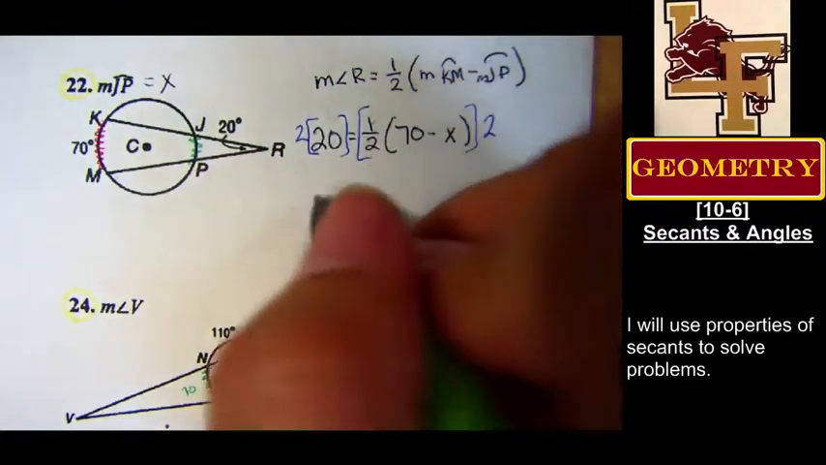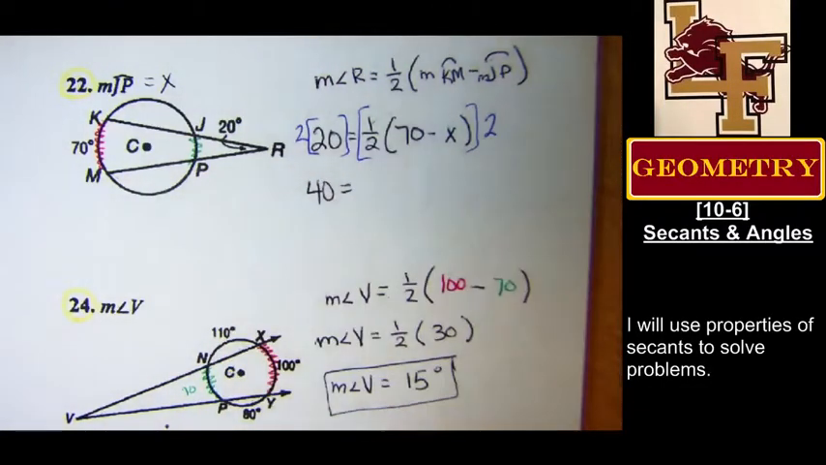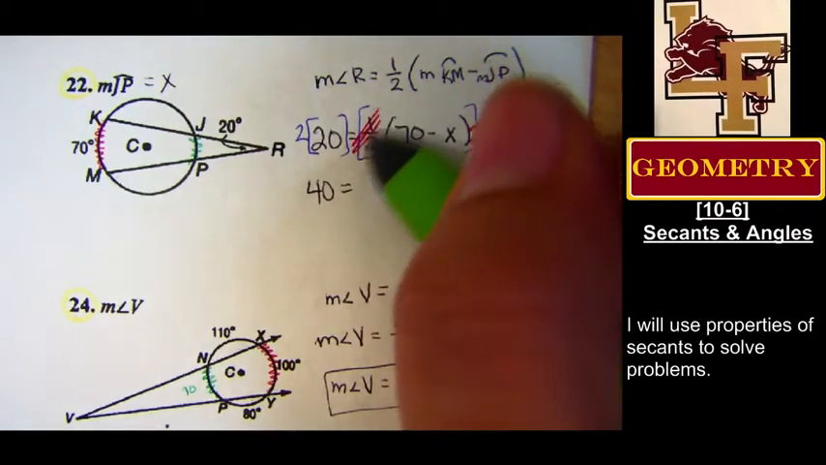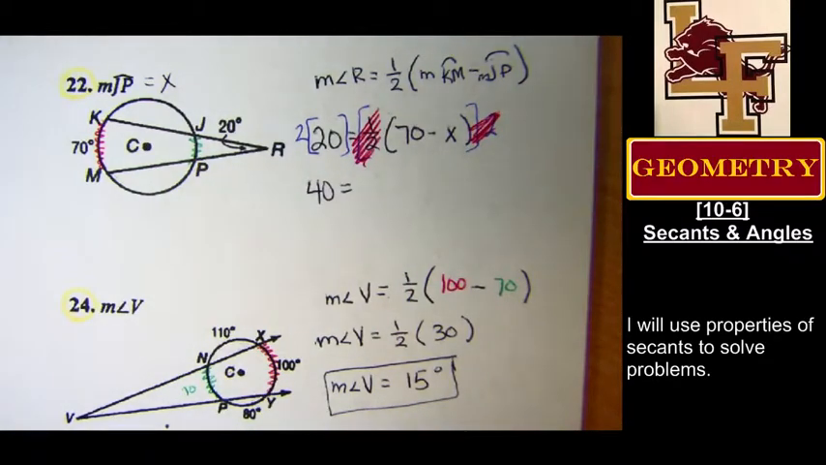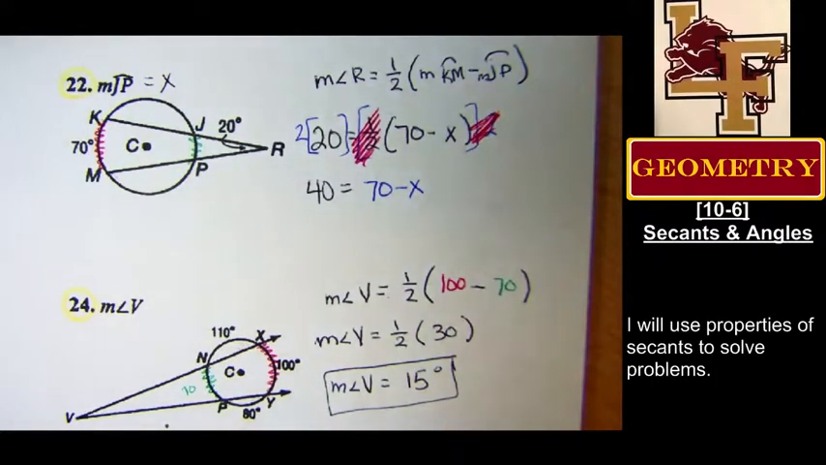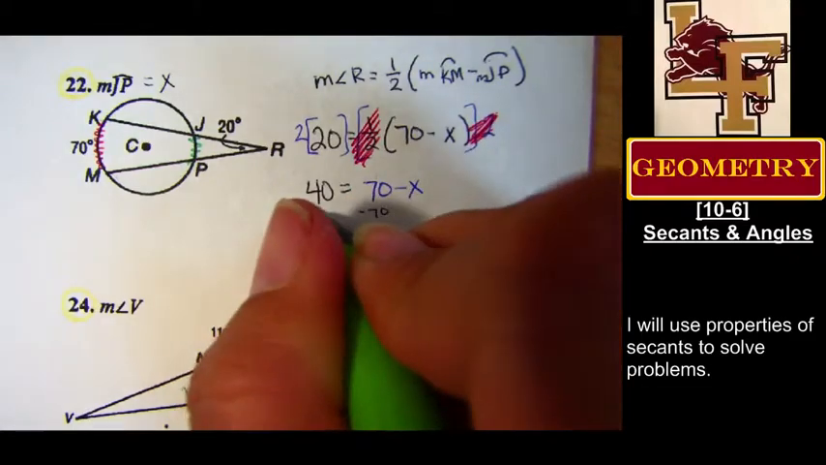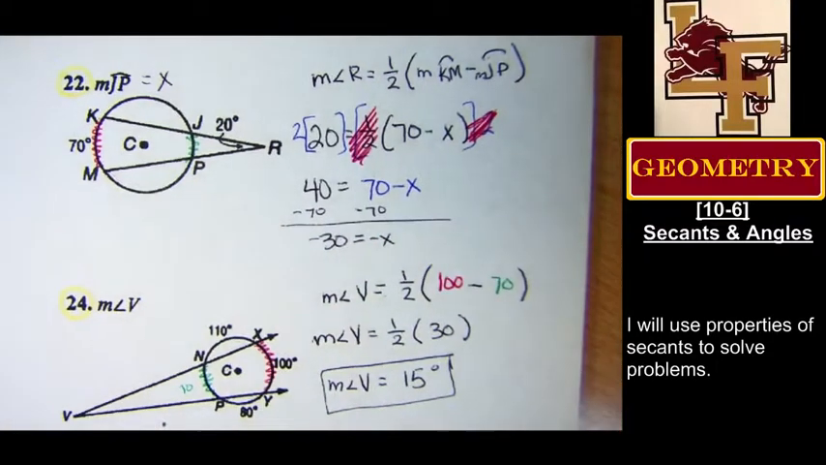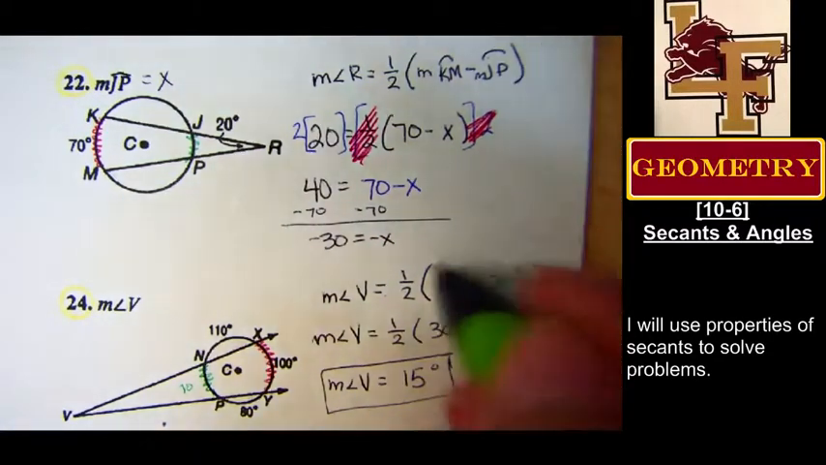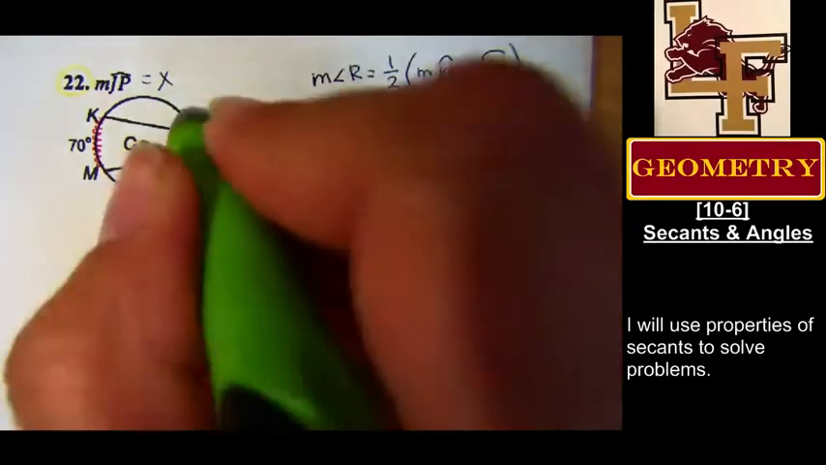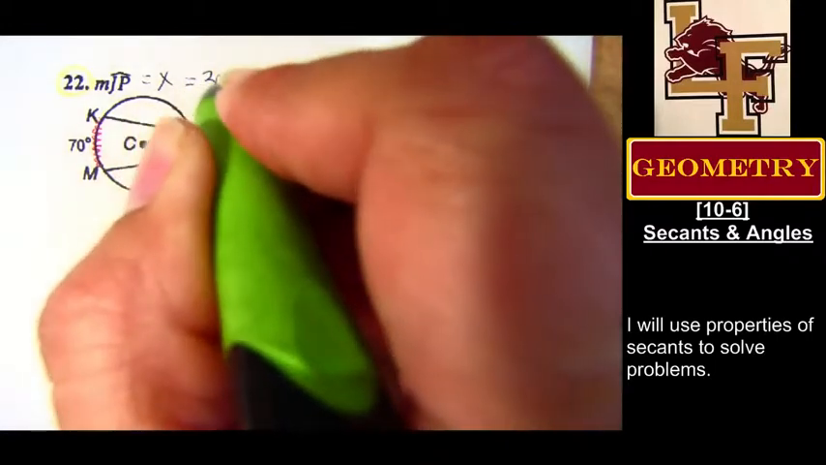All right, so this side is 40. And over here on the left, this multiplication by 2 and this divide by 2 cancel. It leaves me with 70 minus x. Now I'm going to get rid of that 70. That would be negative 30. And then I need to clear out that negative, and x equals 30. And so the measure of arc JP is 30 degrees.